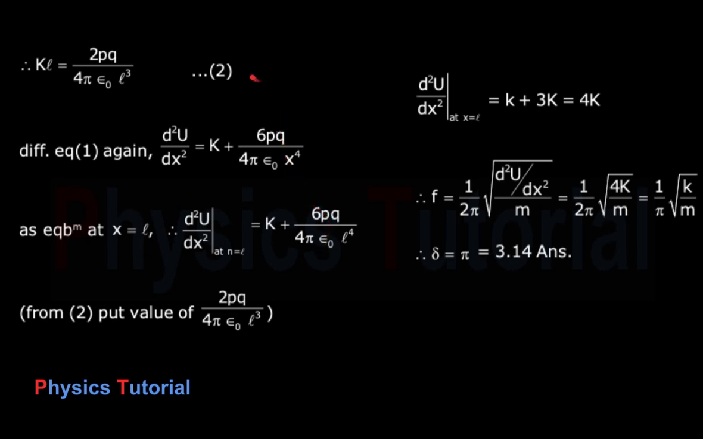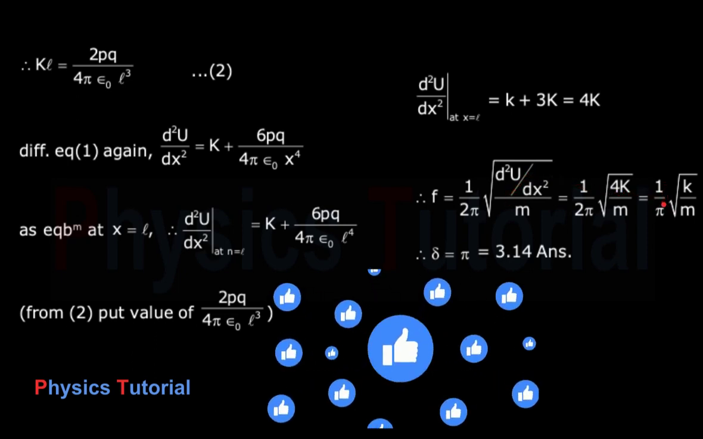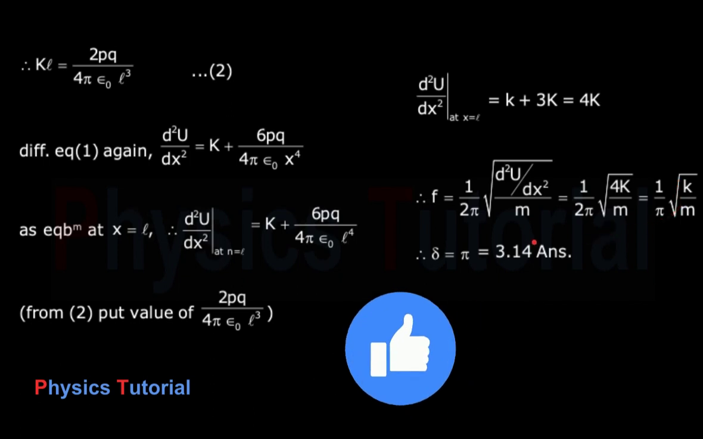So from this equation 2, now you can substitute this value, converting this in terms of k and L here. As you know, 2pq upon 4 pi epsilon naught L cubed is kL. So for this 6, you can say 3k. So k plus 3k will be 4k, and hence f equals, as d squared u upon dx squared is 4k, in the numerator position you just substitute 4k. So you will find 1 by pi under root k by m.